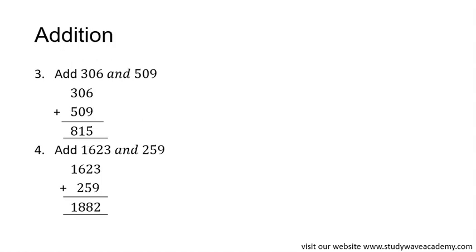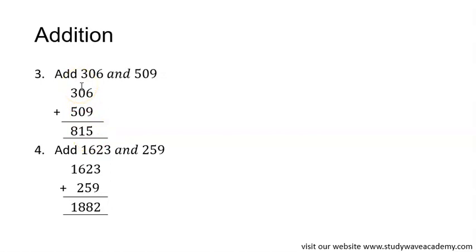So next we have to add 306 plus 509. You arrange them properly. So when you're done arranging, you start. 6 plus 9 is going to give you what? You count 6 and count 9, add it together, right? So 6 plus 9 is going to give you 15. You write down 5, remember, and carry over 1. You do not write 15. You write down 5 and carry over 1.